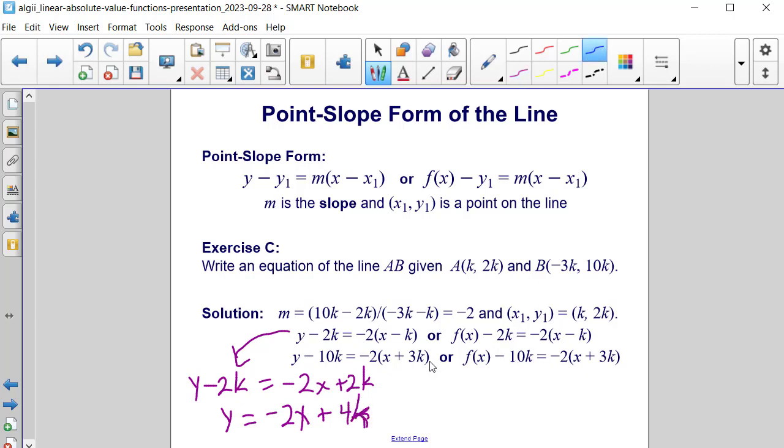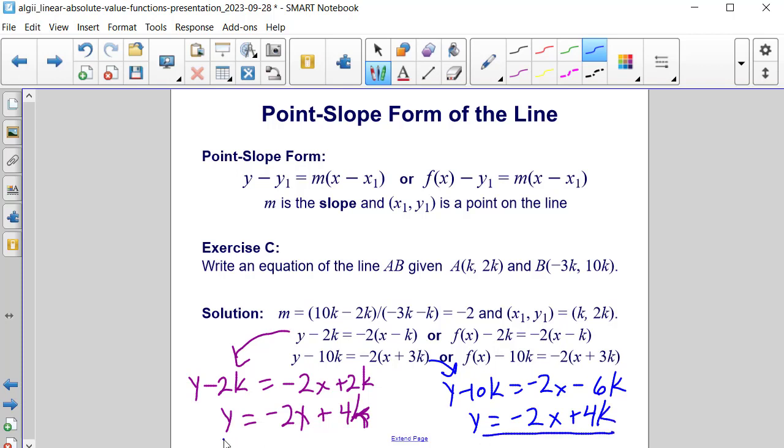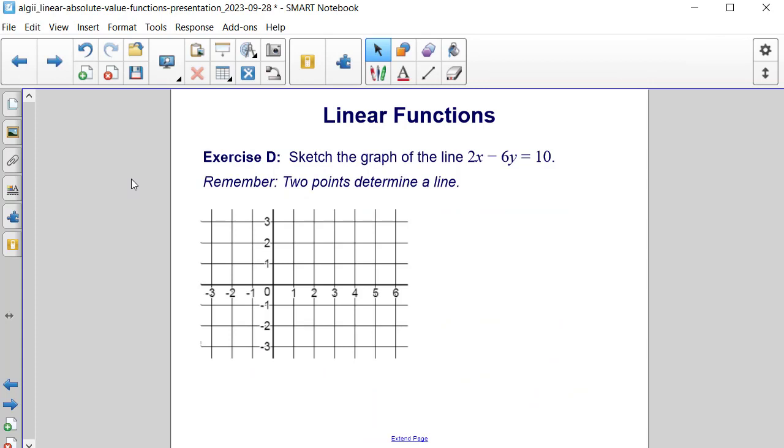And now I'm going to do the same thing with this one. We have y minus 10k is equal to -2x minus 6k. And then if we add 10k to both sides, we'll get that y is equal to -2x plus 4k. So notice we get the same exact equations in slope-intercept form, which makes all 4 of these equations equivalent to one another. Here's another example or exercise.